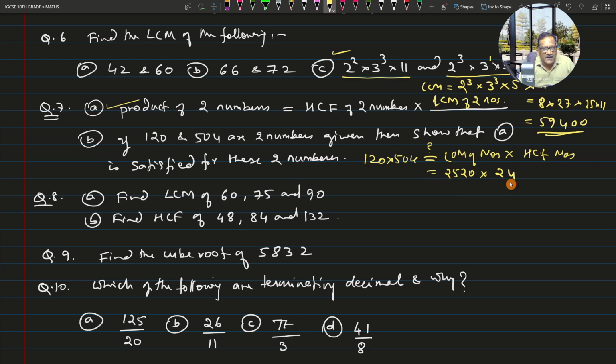Now 2520 into 24 should be equal to the product of this. If this is satisfying, then we can say that this rule is being satisfied. We want to show that, no? So let us do that. Now I'll do this on the calculator, but I'm not showing it to you. 120 times 504 works out to 60480. So this part I'm getting as 60480. Right? Now let us check whether this is equal to.